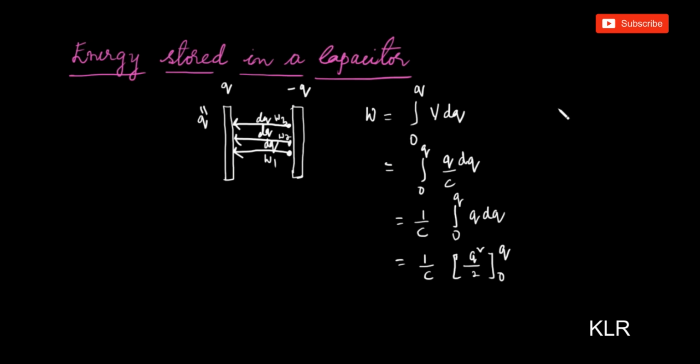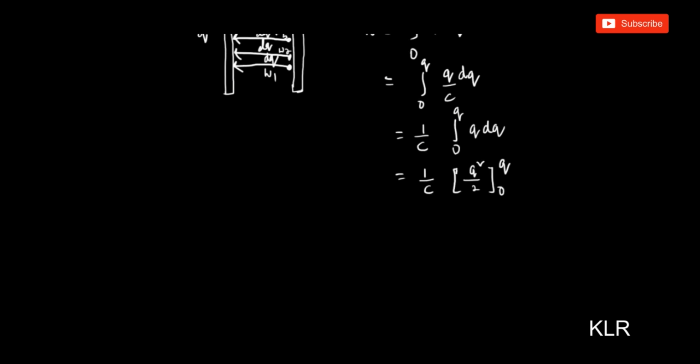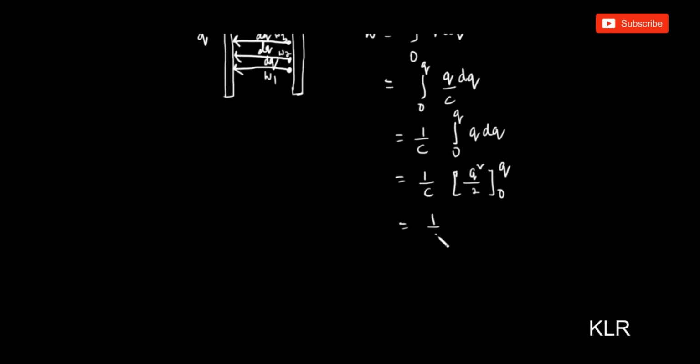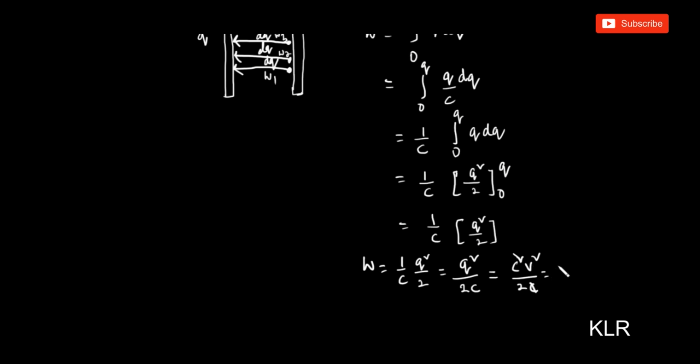Now 0 to q. So this gives 1 by c into q square by 2. So the work done is 1 by c into q square by 2, that is equal to q square by 2c. Now if I write q is equal to cv, then it is c square v square by 2c. The c and c will get cancelled. This is cv square by 2.